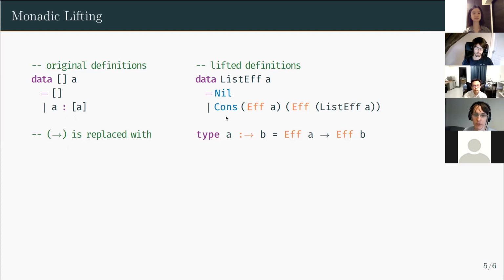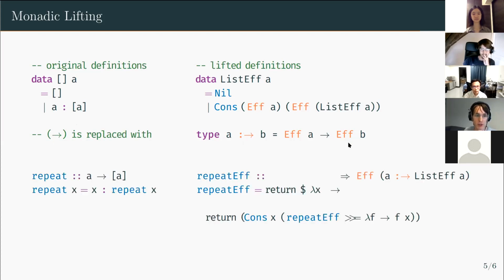So we wrap every argument to each constructor in this F monad, which is our effect monad. And this allows us to actually have a nested effect inside of our data types, nested arbitrarily deep. And one thing we have to make sure of is that we actually have to replace each type constructor with a lifted version. This is also true for the function arrow type constructor in Haskell, which we actually replace with our own function arrow that you can see here.